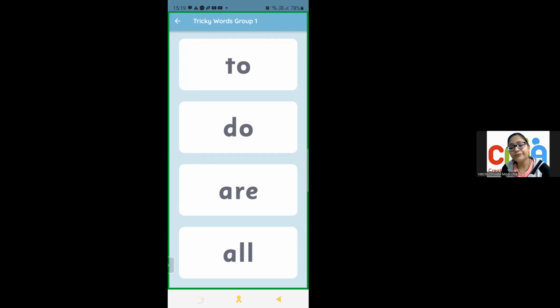So you have to talk to them. You have to make them write. In our days, we used to write the spelling again and again 5 times. Now, see, the children are different types of learners.